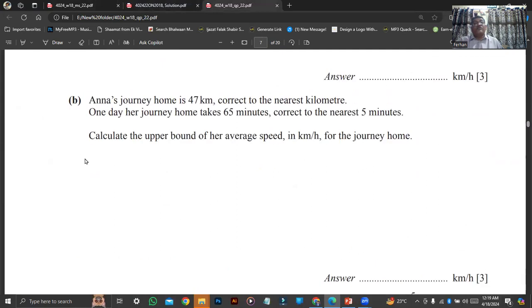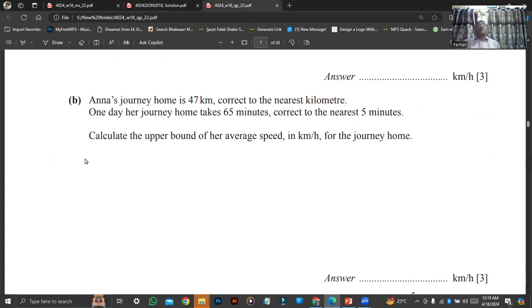That is question number 4, and it's B part. Anna's journey home is 47 kilometers, correct to the nearest kilometer. Nearest kilometer means 1 kilometer. You divide it by 2, you will get 0.5 kilometer, and you can add this to 47 kilometers. You will get the upper bound. From 47 kilometers, if you subtract 0.5 kilometers, you will get the lower bound of the distance.